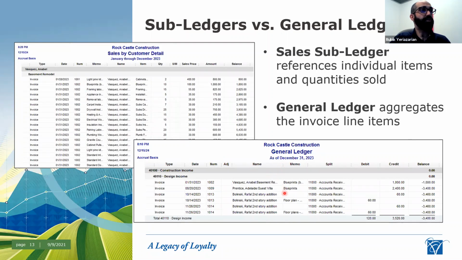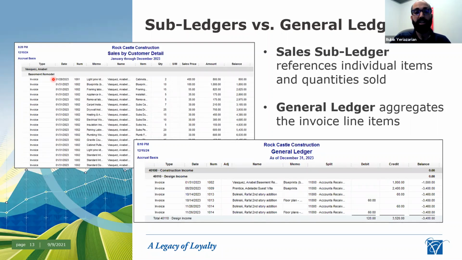The other thing that my sales subledger is going to give me is more detail. I can see on my general ledger that this line item was related to blueprints, but I don't get these quantities, unit of measurement, sales price. I lose a lot of that additional detail that I need to get from my subledger. You have to go to a subledger for some of this information because there isn't enough room in the general ledger for it.